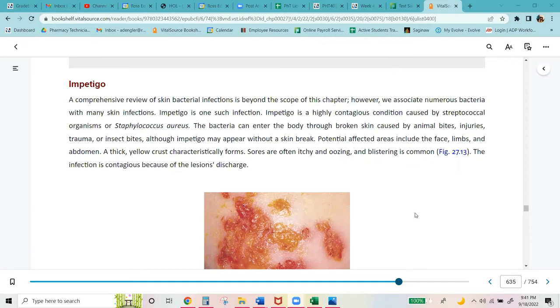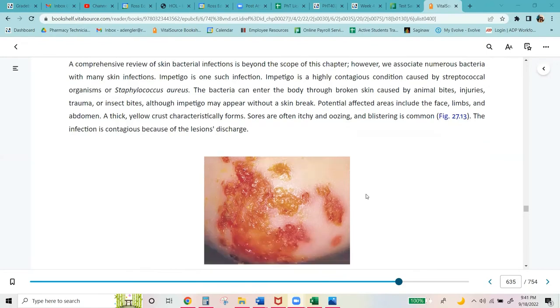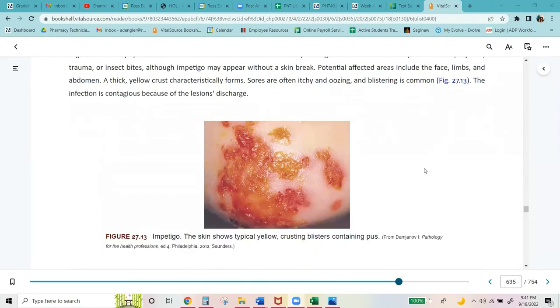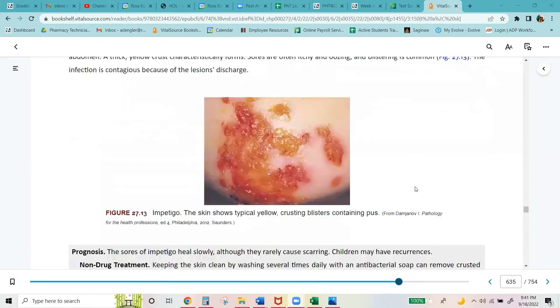Potential affected areas include the face, limbs, and abdomen. A thick yellow crust characteristically forms. Sores are often itchy and oozing, and blistering is common.